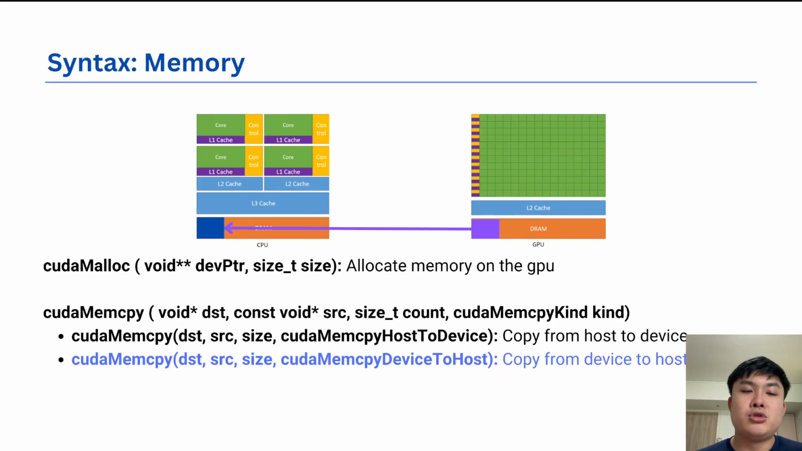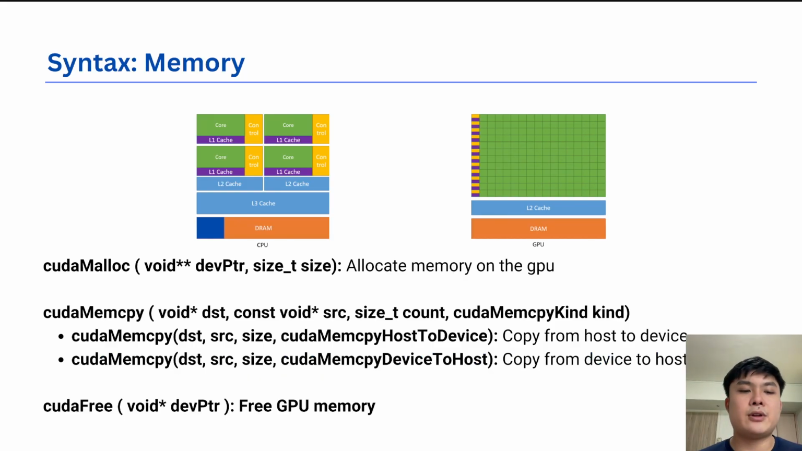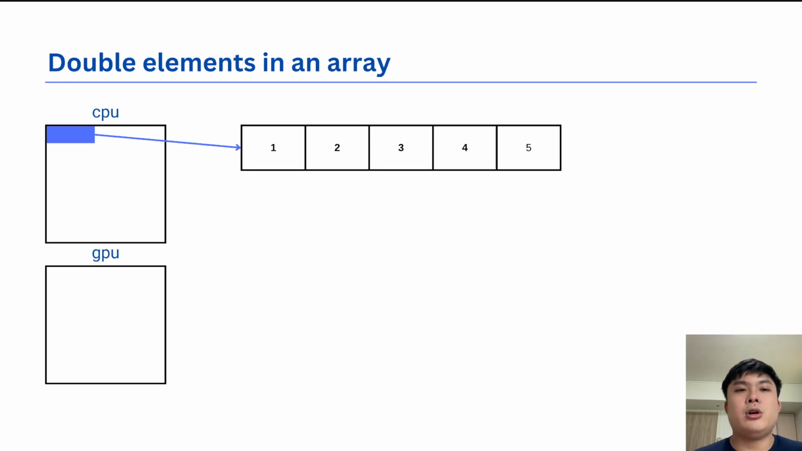Secondly, we can also do the reverse operation. This is a two-way thing where we can do a cudaMemcpy from the device to the host to copy data from the GPU to the CPU. Lastly, after we're done with the processing, we want to be able to free the GPU memory by calling cudaFree. So let's run through an example where we want to double elements in an array.